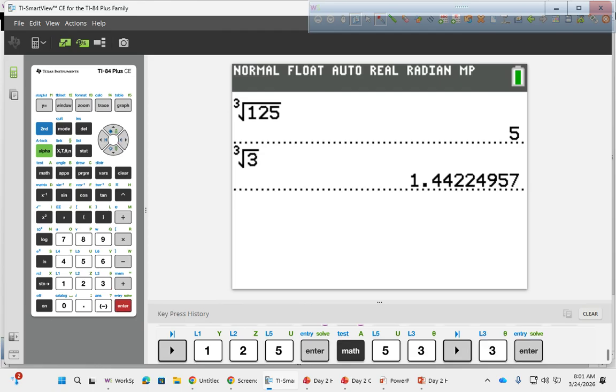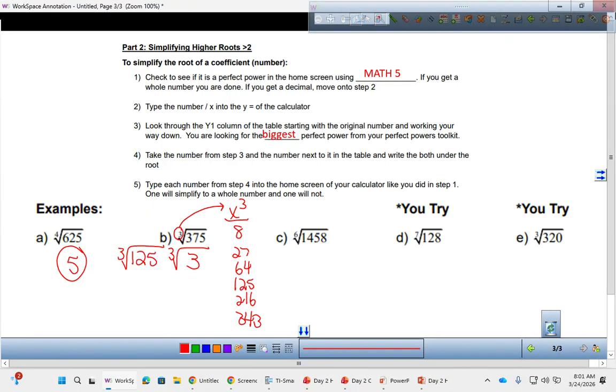You can see that 1 changes to a whole number. This is a lot nicer to write than that. So I'm going to change this to that. This is not nicer to write. I'm going to keep this one the same. So my final answer here would be 5, third root of 3.